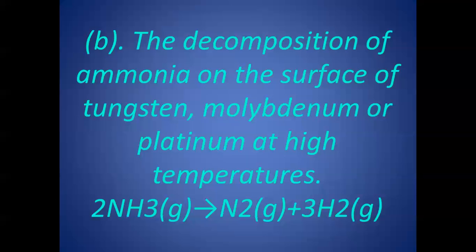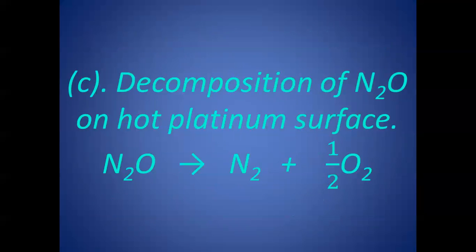The second one is the decomposition of ammonia on the surface of tungsten. Here, tungsten is used as a catalyst on whose surface first ammonia molecules will get absorbed and they will then decompose into nitrogen and hydrogen, which are the actual constituent reactants used to form ammonia. So this is again an example of a heterogeneous reaction which also follows zero order, or it is a zero order reaction.